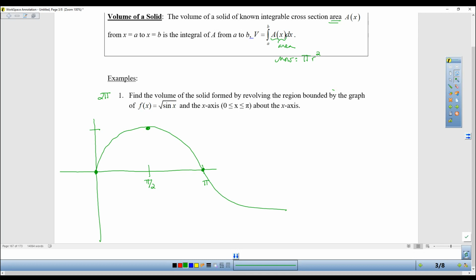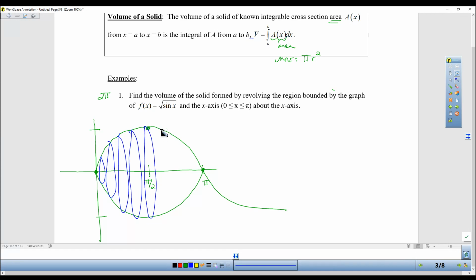Is that going to affect very much? No, because when you flip this over the x-axis, so you just want to try and reproduce it as best you can, and I run it through my slicer, it's still going to make a bunch of discs.